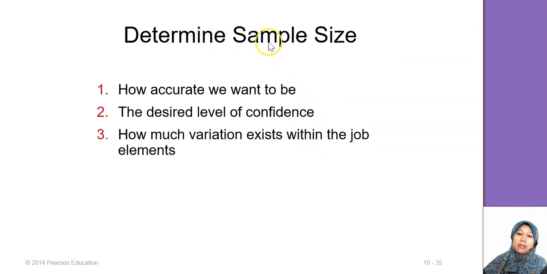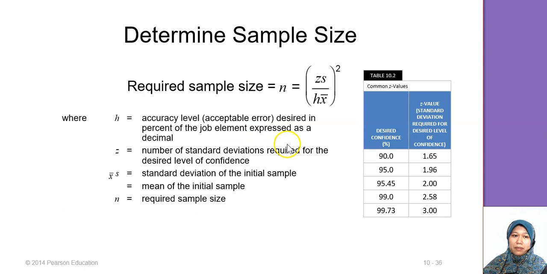Okay, now we need to determine the sample size, how accurate we want to be. So the sample size must be tallied so that the data is considered accurate. It will involve the level of confidence, which is given, and how much variance exists within the job element. These are the formulas for determining the sample size.